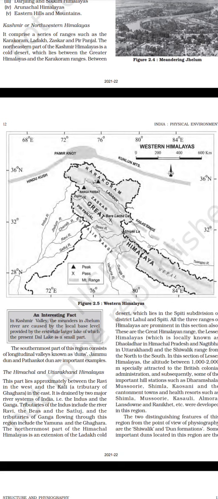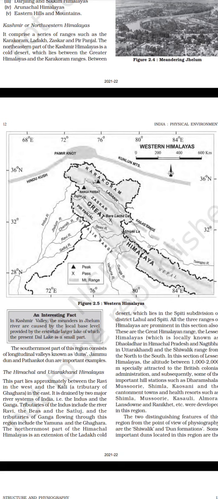The Himachal and Uttarakhand Himalayas. This part lies approximately between the Ravi in the west and the Kali, a tributary of Ghagra, in the east. It is drained by two major river systems of India, that is the Indus and the Ganga. Tributaries of the Indus include the river Ravi, the Beas and the Satluj, and the tributaries of Ganga flowing through this region include the Yamuna and the Ghagra.